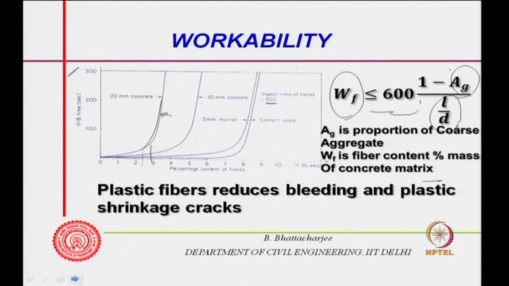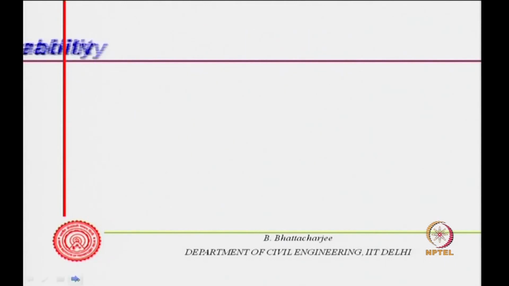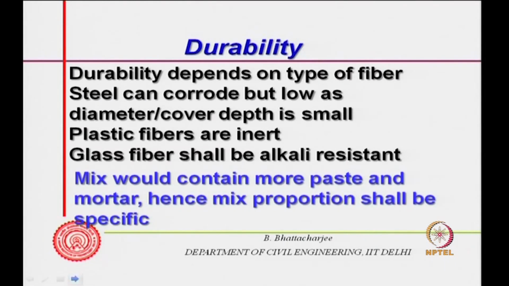Plastic fibers reduce bleeding and plastic shrinkage cracks, as we have seen. Durability depends upon the type of fiber. Steel can corrode, but corrosion is low as the diameter to cover depth ratio is small. We have a very small diameter, while the cover depth is large. Plastic fibers are also inert, they do not corrode. Steel fiber can corrode, but fiber concrete does not show that much corrosion unless it has cracked and got exposed.